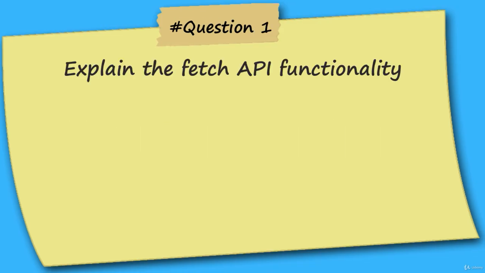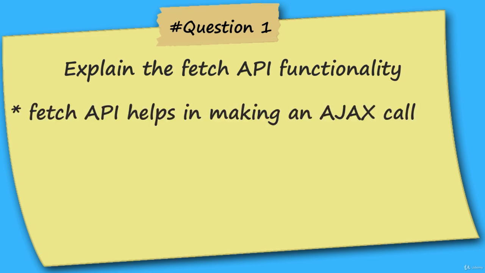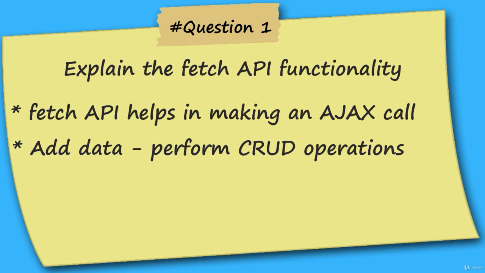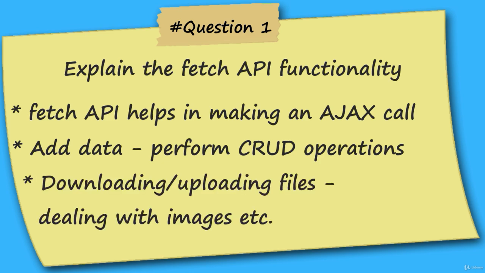The first question is, explain the fetch API functionality. So now you already know that when it comes to making an AJAX call, right, when you want to add data, in short, when you want to perform CRUD operations, then you can use the fetch API. Apart from CRUD operations, when it comes to downloading and uploading files, dealing with the images, various other options you can try with fetch API nowadays.